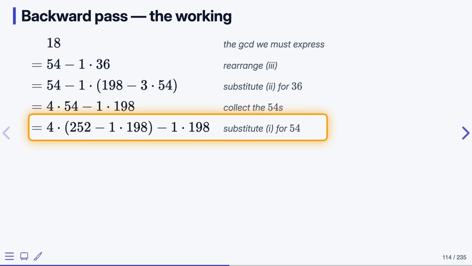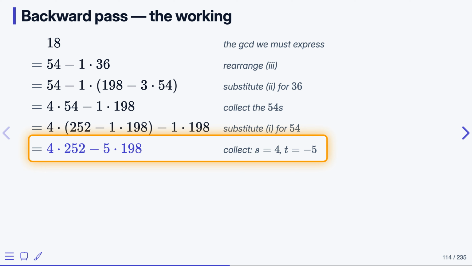Step 4. Now get rid of the 54. Division 1 says 54 equals 252 minus 1 times 198. Substitute that in. Step 5. Collect again. We get 4 times 252 minus 5 times 198. So S is 4 and T is minus 5. Check it if you like. 1008 minus 990 is 18.